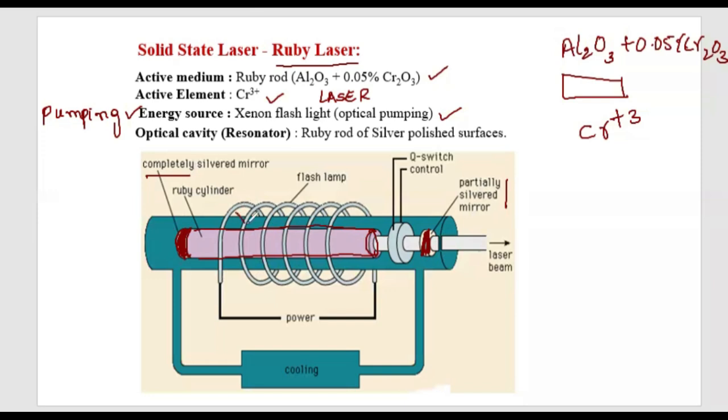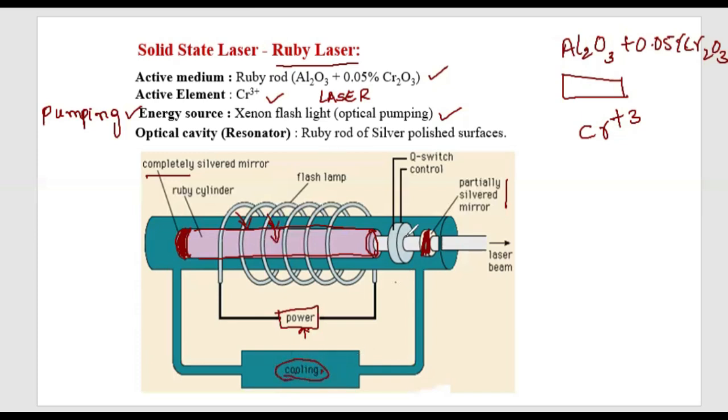So the light will fall on the rod from this flash lamp, and as the light falls on this rod, the ions will be excited to the higher energy levels. This xenon flash lamp is connected to a power supply. When we switch on this power, the light comes from the flash lamp. And a cooling agent is placed. As this rod gets heated up, to control its temperature a cooling medium like water is used.